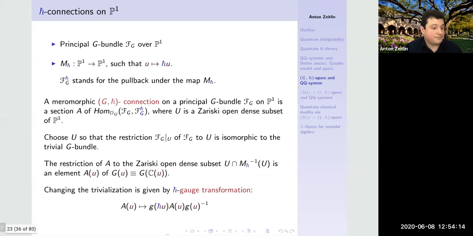What happens is that you can trivialize this bundle on a certain Zariski dense open set U and the corresponding sheaf, right? So that eventually you're going to have an element of G of U. If you have troubles with a general algebraic group with coefficients in rational functions, just think about SLN, with coefficients in rational functions. And when you change your trivialization, your connection, which is an element of Hom, satisfies a transformation property: there is an H-gauge transform, which generalizes the standard gauge transformation of a connection, right? So this is the H connection on P1.